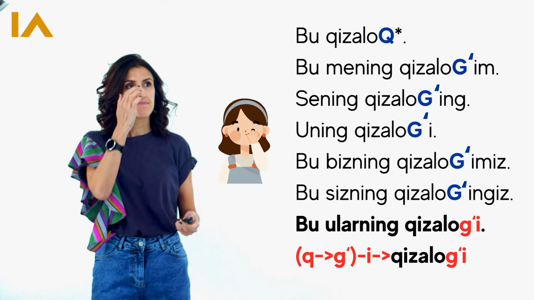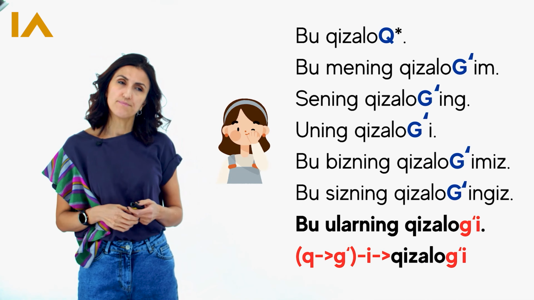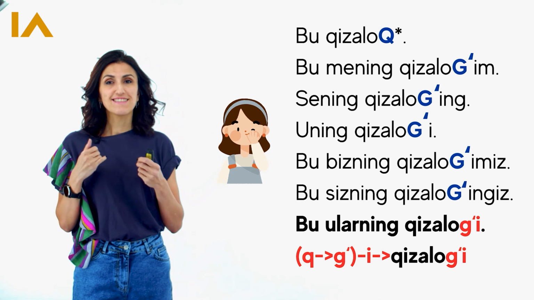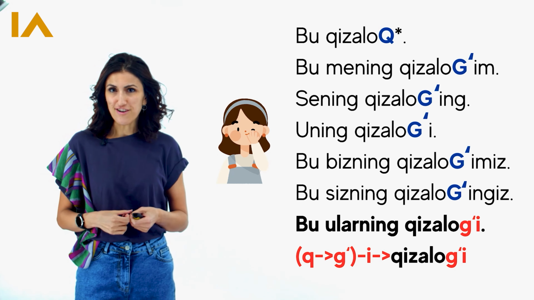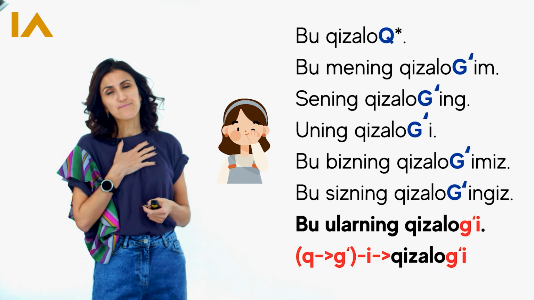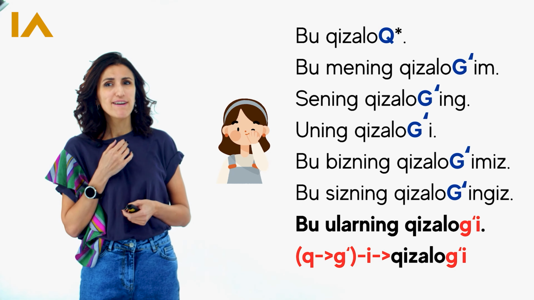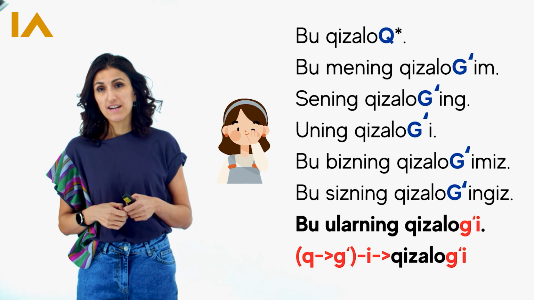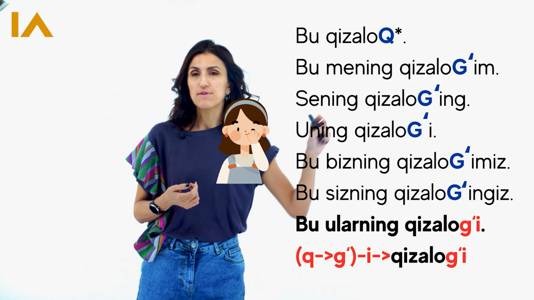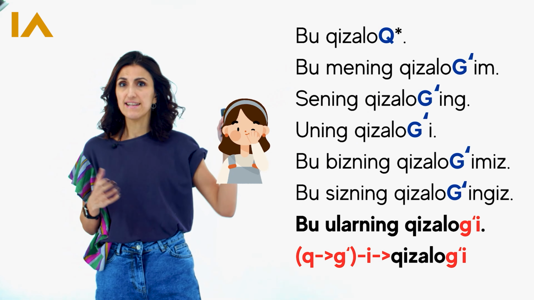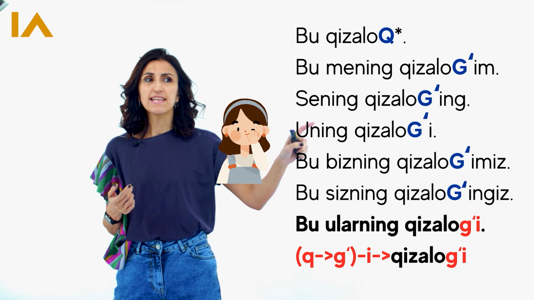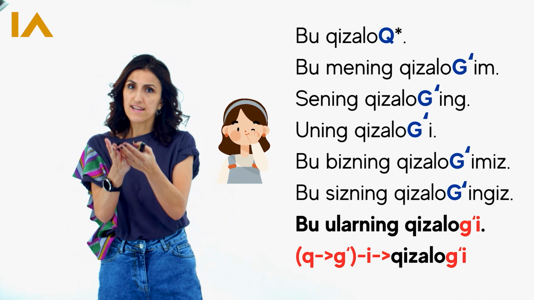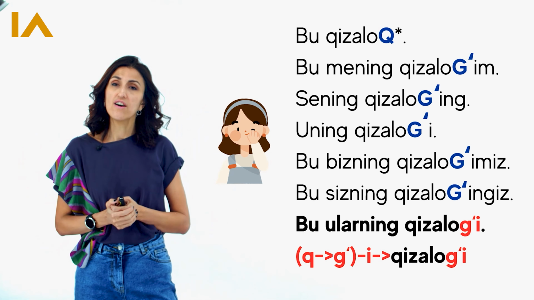Okay, next one. Qizaloq means little girl. If it's just qizaloq, it finishes with q. But if she is someone's little girl, I can say, oh, mening qizalog'im, my little girl. Or I can say, mening shirin qizalog'im. Shirin means sweet. You see, again, there's no q left. Mening qizalog'im, sening qizalog'ing, uning qizalog'i, bizning qizalog'imiz, sizning qizalog'ingiz, ularning qizalog'i.